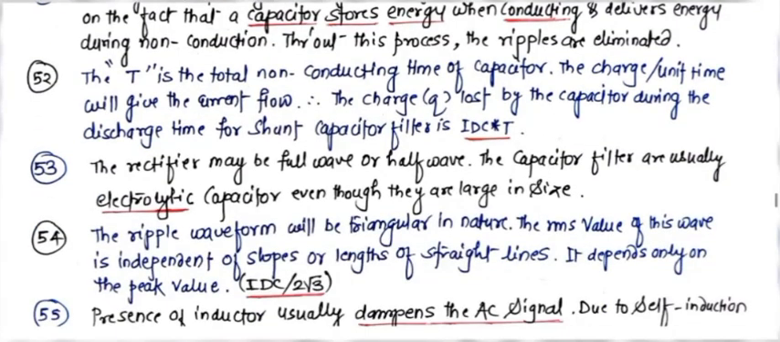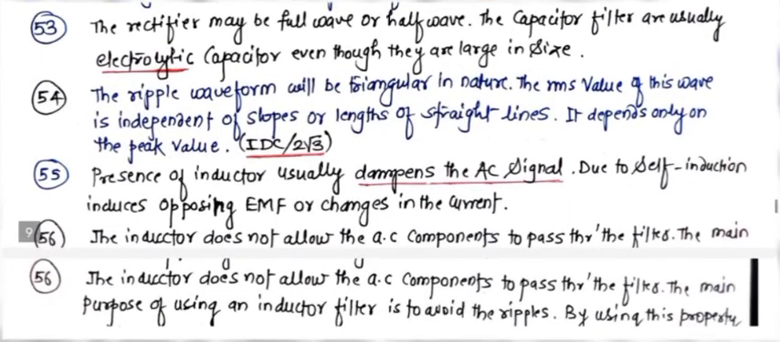The rectifier may be full wave or half wave. The capacitor filter is usually an electrolytic capacitor, even though they are large in size. Ripple waveforms will be triangular in nature. The RMS value of this wave is independent of slopes or length of the straight lines. It depends only on the peak values, that is IDC by 2 root 3.